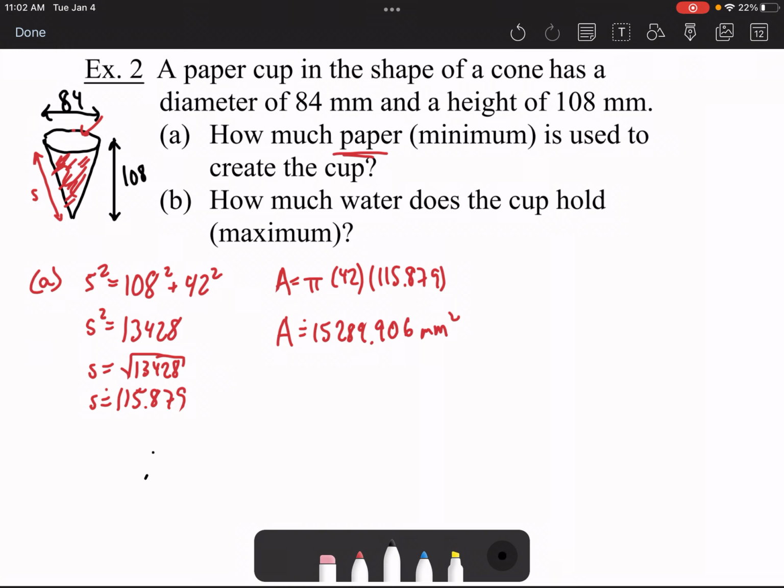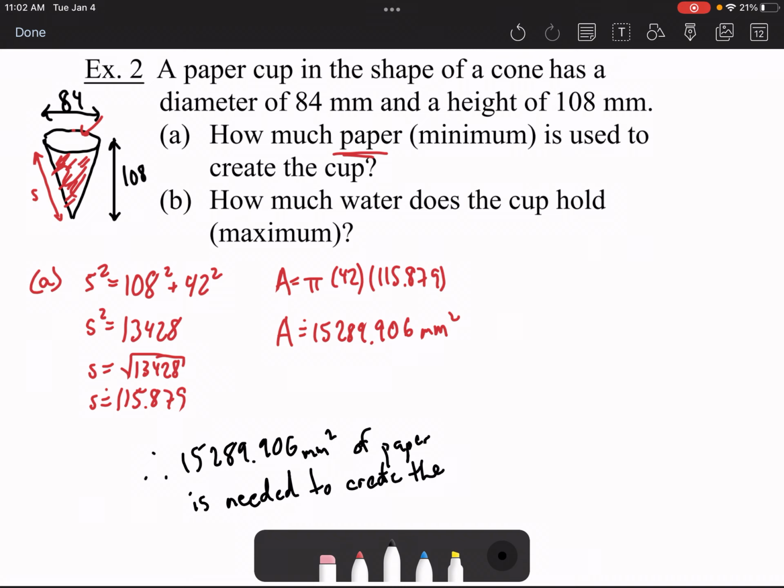So we should write a concluding statement. Therefore, 15,289.906 millimeters squared of paper is needed to create the cup. Again, we're not assuming that you need any extra paper to fold over any parts or attach any parts together.